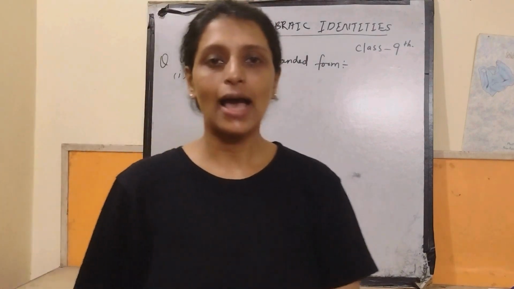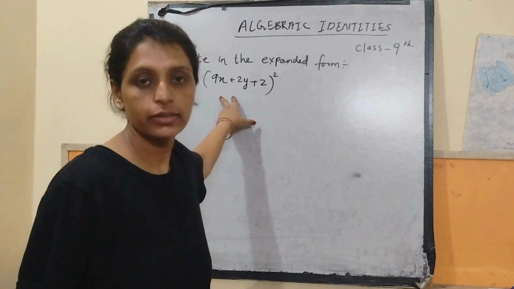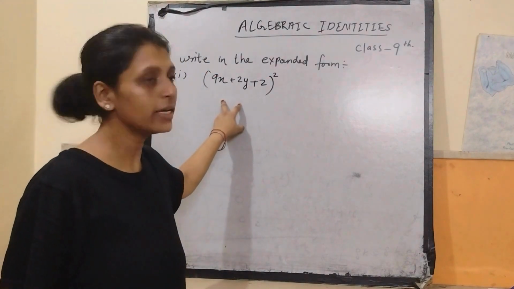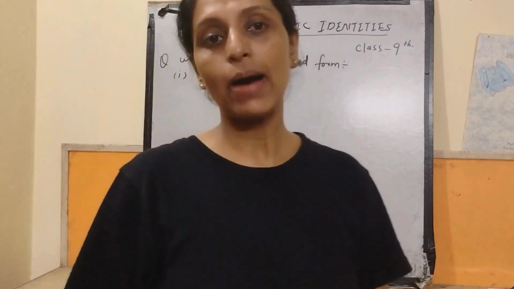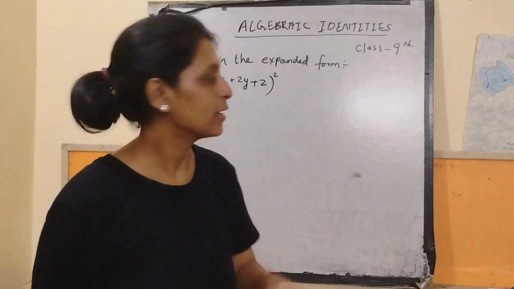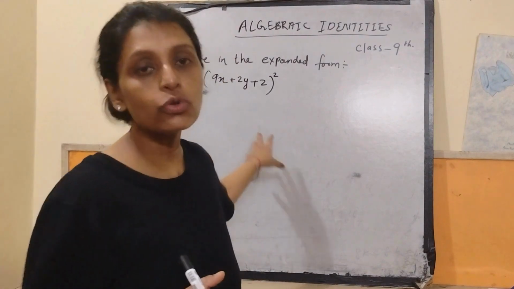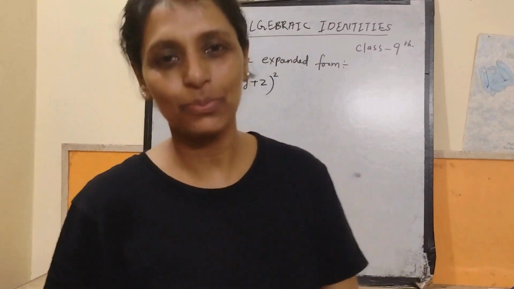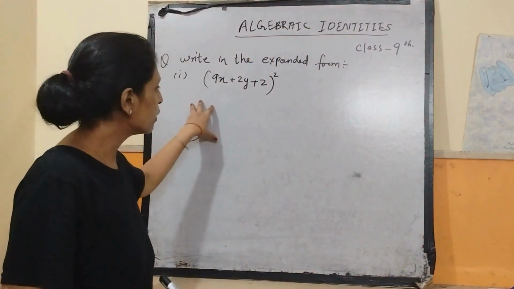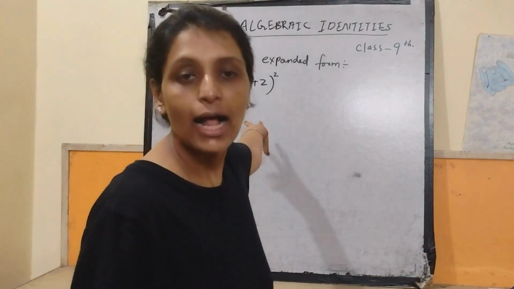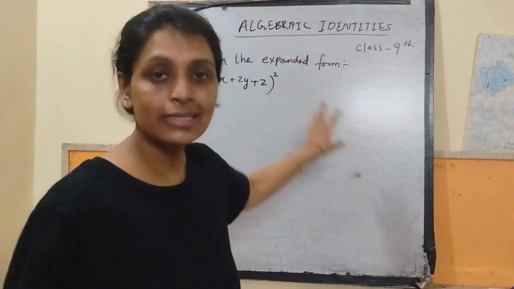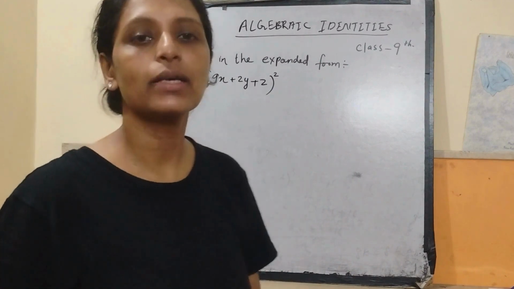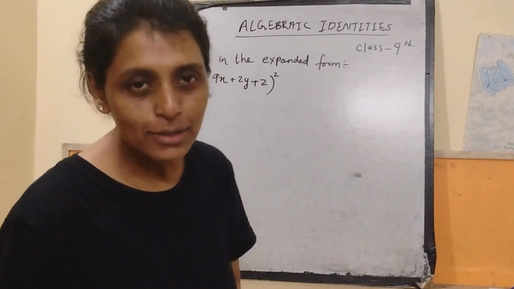In my earlier short, I did this question, that is writing the expanded form of (9x + 2y + z) whole square. In this video, I am going to explain the solution, how to solve this using an algebraic identity. So here we have to write this algebraic expression in the expanded form. The question is (9x + 2y + z) whole square.